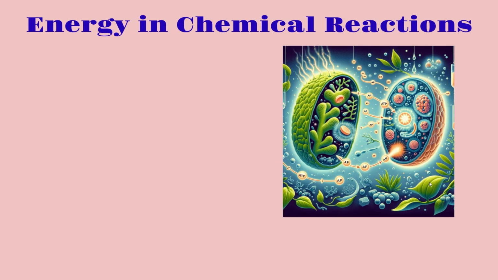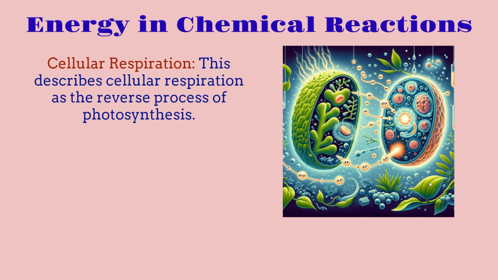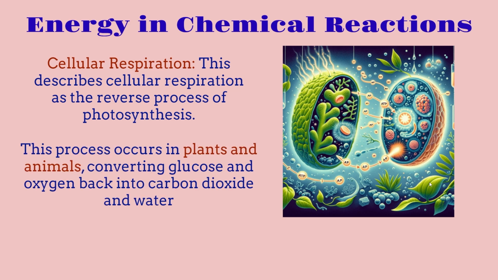And moving on to our second example, we're going to talk about cellular respiration. So cellular respiration is basically just the reverse process of photosynthesis. So inside of photosynthesis, the plants were basically just absorbing light, and inside of cellular respiration, it's the exact opposite. So this process of cellular respiration occurs in plants and also animals, converting glucose and oxygen back into carbon dioxide and water. So in this case, plants and animals basically just release carbon dioxide. So inside of photosynthesis, it was a process of absorbing, and inside of cellular respiration, it was a process of releasing. And in this case, plants and also animals take place.